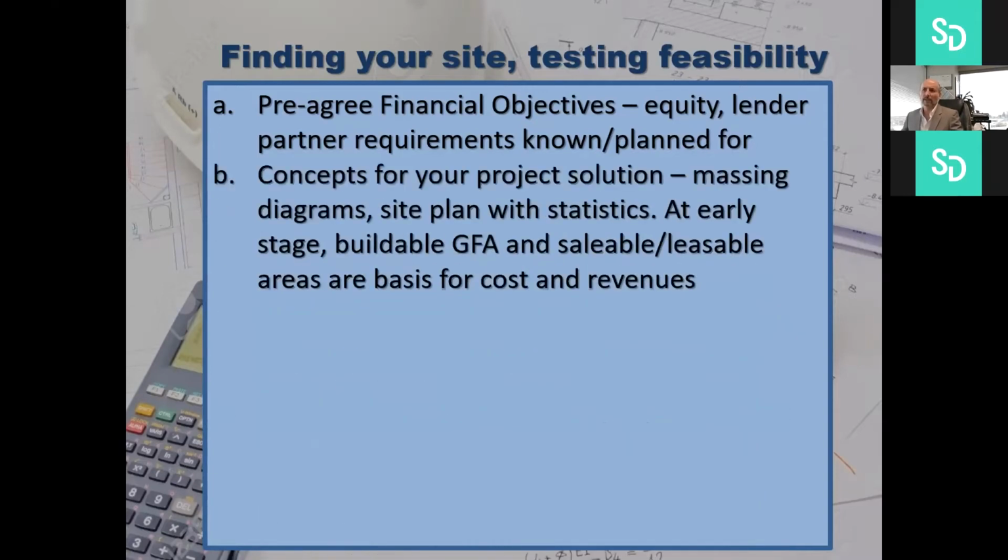Concepts for your project, massing diagrams and a site plan with statistics, we always see as the first step for assessing options. But at an early stage, your buildable GFA and your sellable, leasable areas are still the basis of your costs. If you've got your square footages wrong on your cost side or on your revenue side at an early stage, you can quite quickly assess your project wrong.